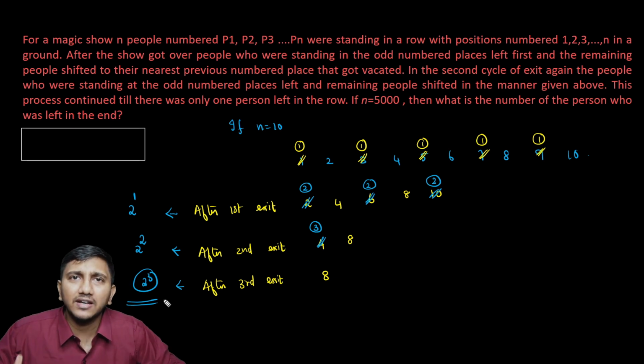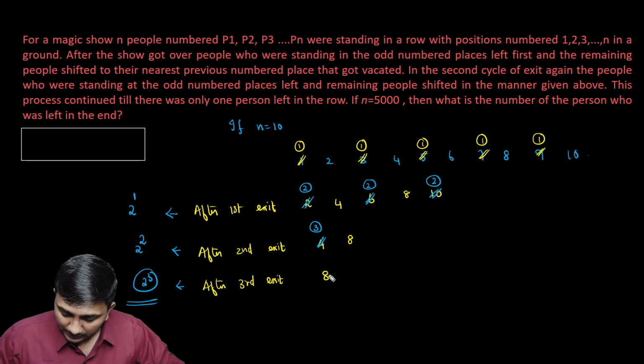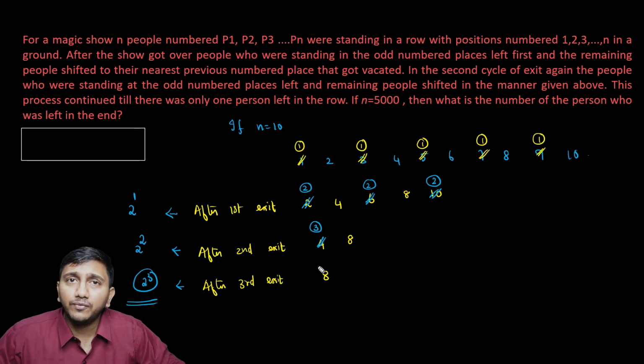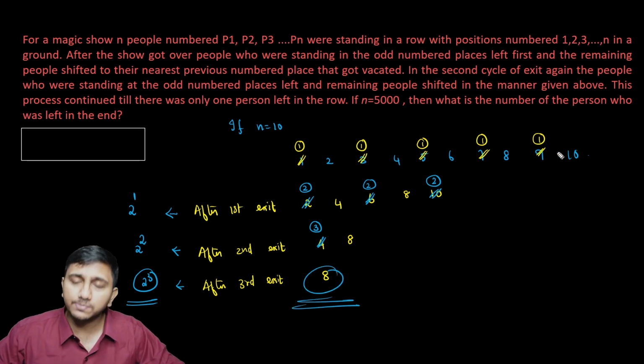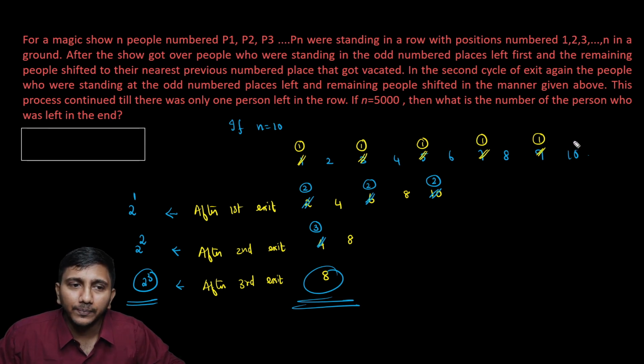So what we can understand from here is, if the number is a power of 2 and the highest power of 2 that you have within your range, that is the number that is going to stay back. Okay, in this case, it is 8 that is staying back. That is the highest power of 2 that you have from 1 till 10. So the funda is very simple. A power of 2 is going to stay back, and the highest such power that you have in the range is the number that is going to stay back.